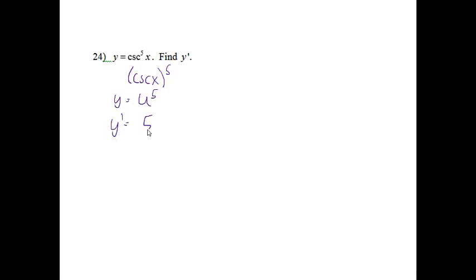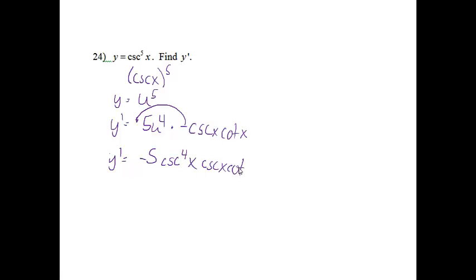So if I take the derivative, that would give me 5u to the 4th times the derivative of the u, and the derivative of the u would be negative cosecant x cotangent x. Hopefully you know those formulas. Okay, my last step is just to sub in my u. I am going to put the negative out in front of the problem because that's the proper place to put negatives. So I'll get cosecant to the 4th x, cosecant x, cotangent x, and then I notice that I can put these two together to make it negative 5 cosecant to the 5th x, cotangent x, and that is my derivative.